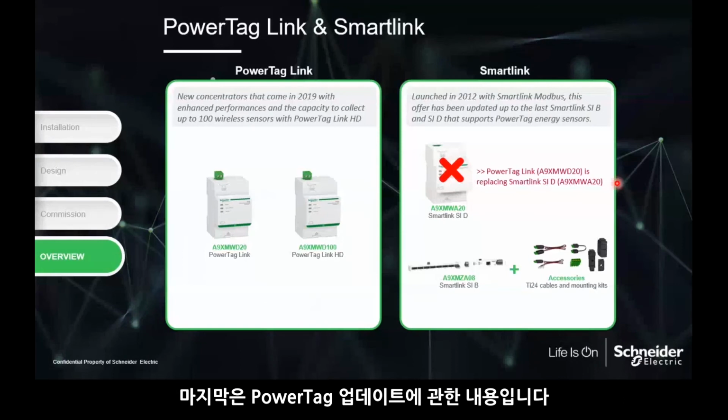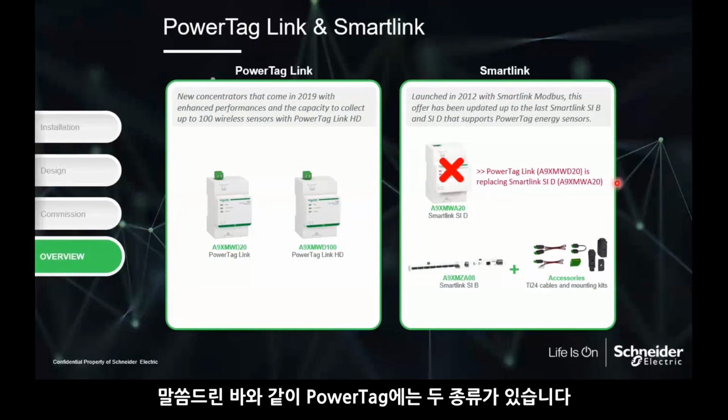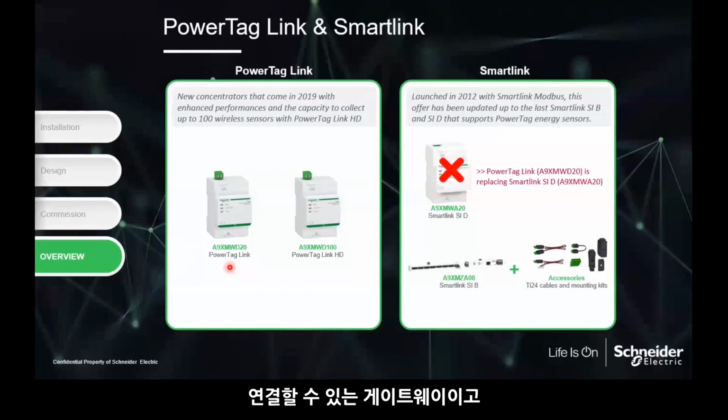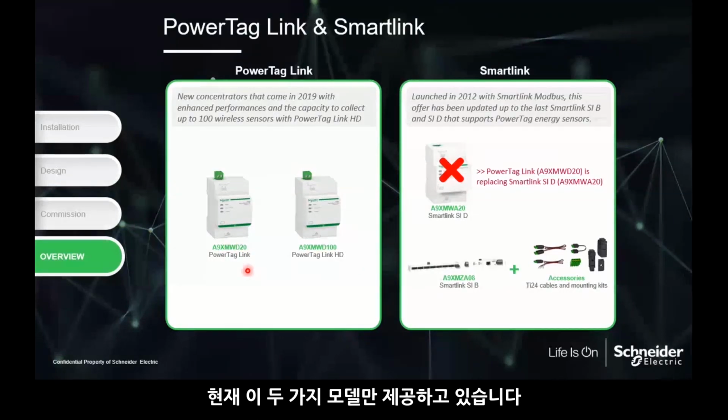The last thing is more on the PowerTag Link. Okay, so as I mentioned, we have two kinds. One is basically the gateway that can link up to 20 PowerTag sensors, or a gateway that can go up to 100. We only have these two models available today.